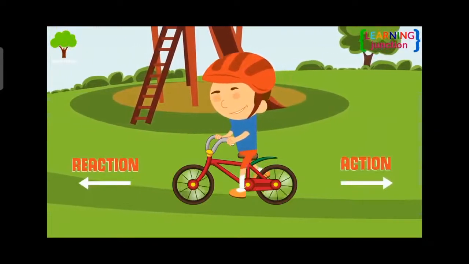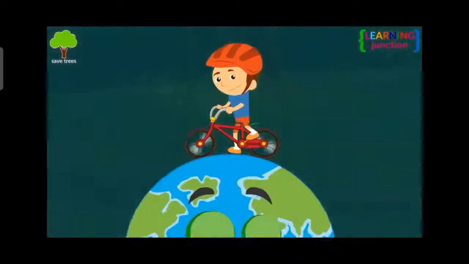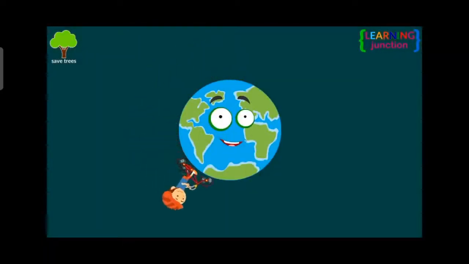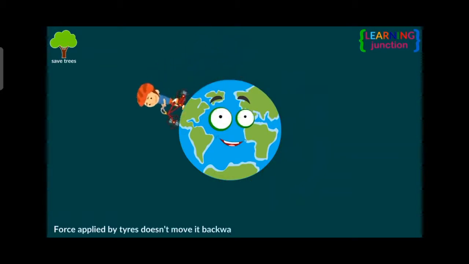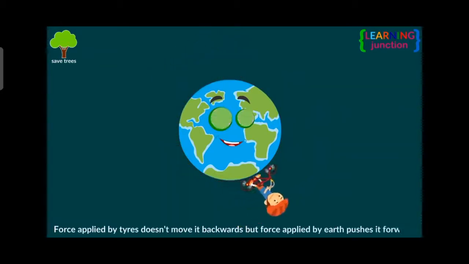So what happens to the Earth when your tires are applying force to push it backwards? Nothing happens, since the Earth is very big compared to your bike. The force applied by your tires does not move it backwards, but the force applied by the Earth pushes the bike forward.